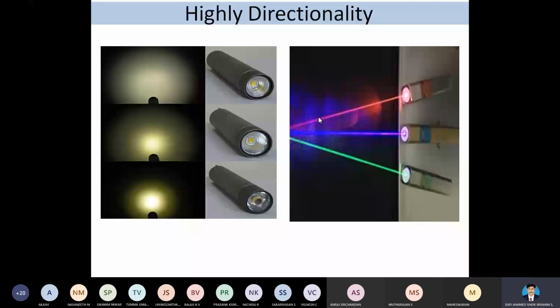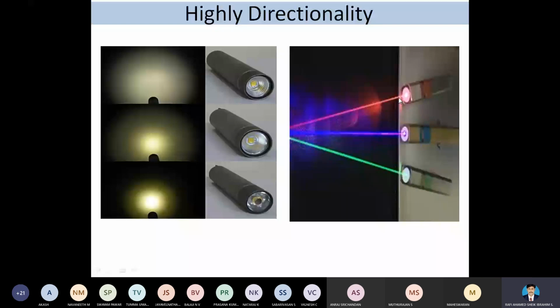So nowadays we are using this laser source to target distant objects for military and navy purposes, to destroy distant objects, to destroy the opposite vessel's weapons. They are using the laser light to focus on it because of its directionality. So the target will not be missed by using the laser radiation. So this is the first characteristic.